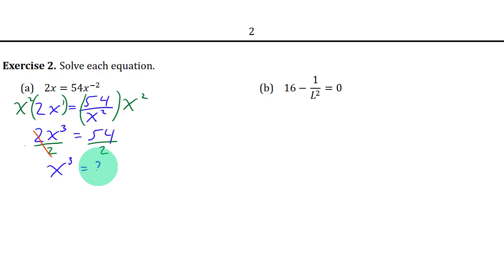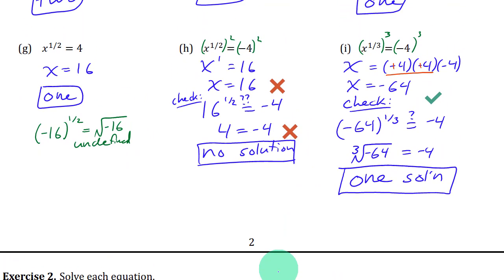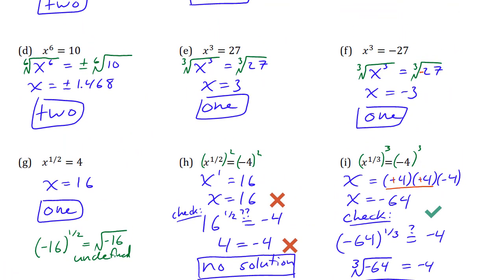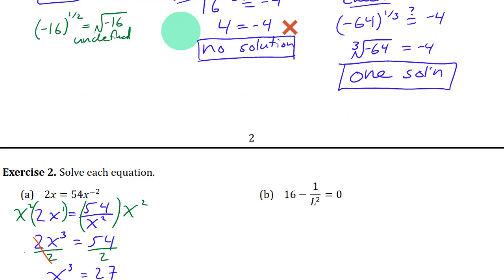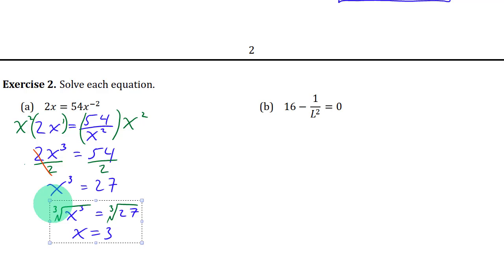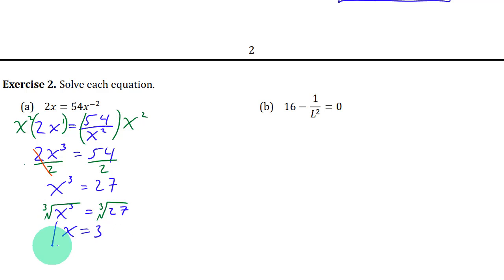You'll get x cubed equals 27, and hey, we know what the solution to that one is. Did we just do that? Yeah, x cubed equals 27. The solution is x equals 3. So I'm just going to copy and paste this work here. So the solution is x equals 3.